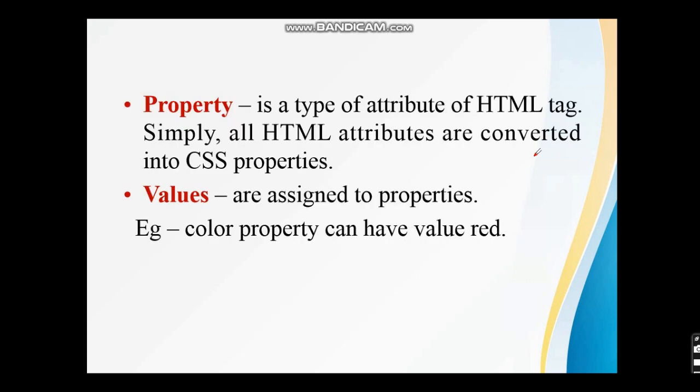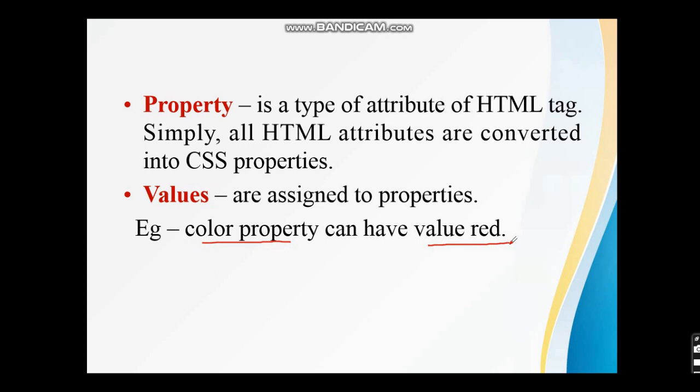Next, you can see property. Property is a type of attribute of an HTML tag. Simply, all HTML attributes are converted into CSS properties. Whichever attributes we have seen while studying HTML, those are converted into CSS properties. Okay. And what are values then? Values are assigned to properties. For example, the color property can have the value red.